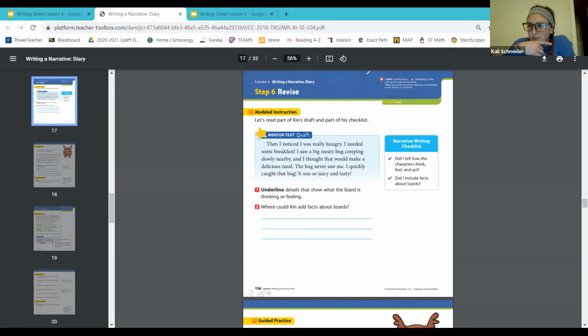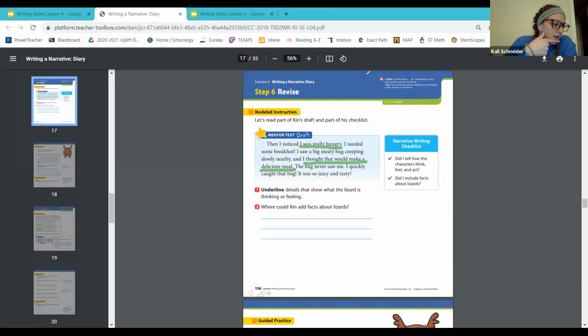Well, being hungry is something you can feel. So it states that the lizard was really hungry. That is something that Ken described, how the lizard felt there. "I needed some breakfast. I saw a big meaty bug creeping slowly nearby, and I thought that would make a delicious meal." That is something that he's thinking, right? Right there it says, I thought it would make a delicious meal. That is how the lizard is thinking right now. So we know how he's feeling. He's feeling hungry. He's thinking the bug will be great.